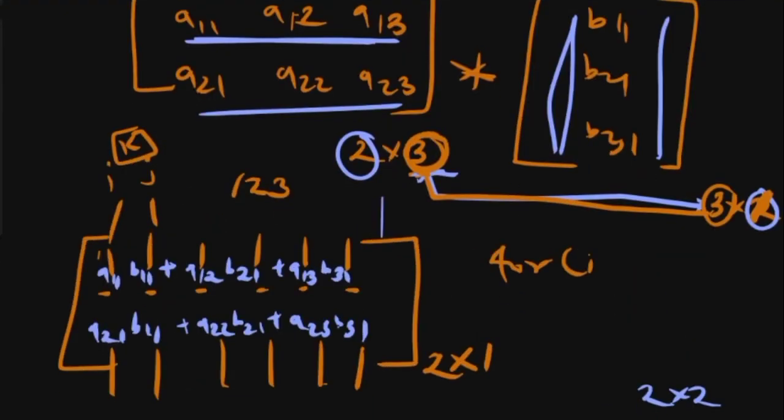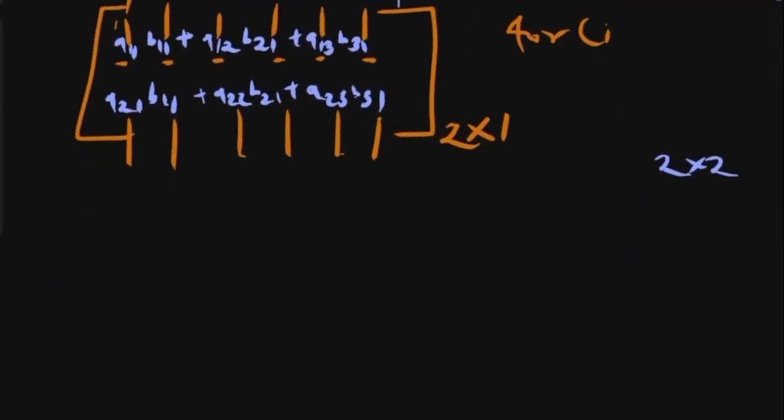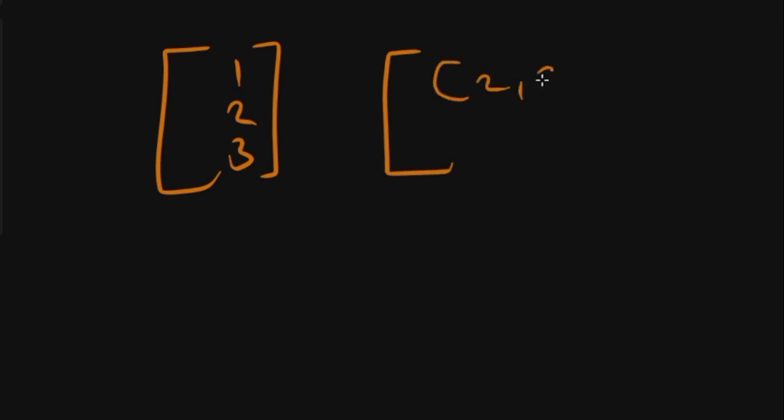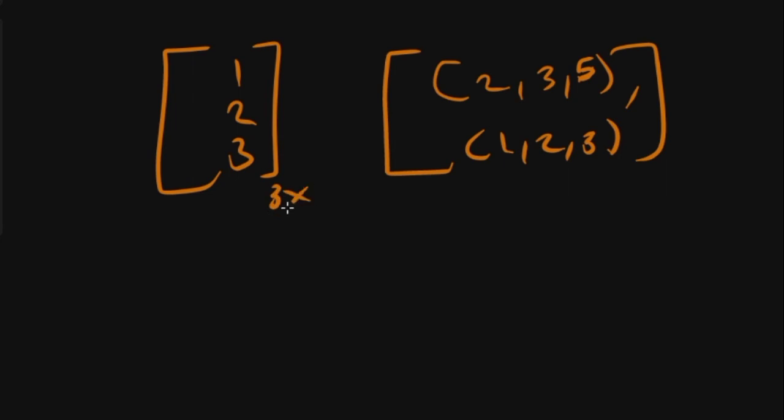Here if I consider some matrix, let's just say 1 2 3, and let's take 2 3 5 and 1 2 3. So here can you see, mention the size? What is the size? It is 3 cross 1, and here it is 3 cross 2, sorry, 2 cross 3, 2 cross 3. So here this is a single list.